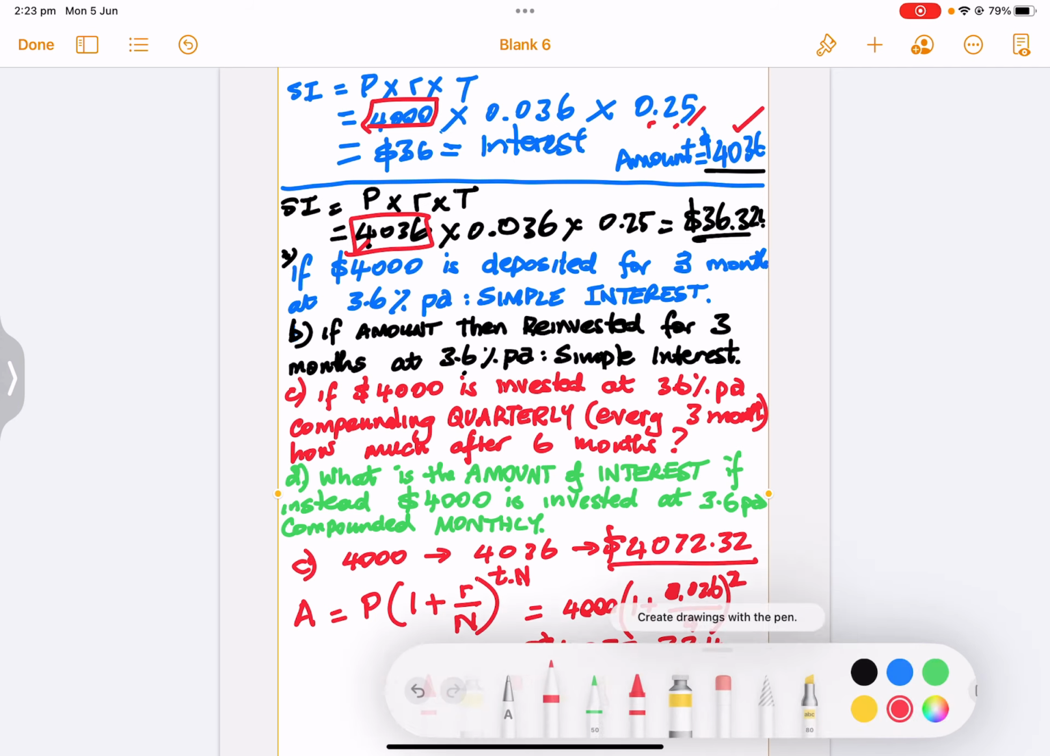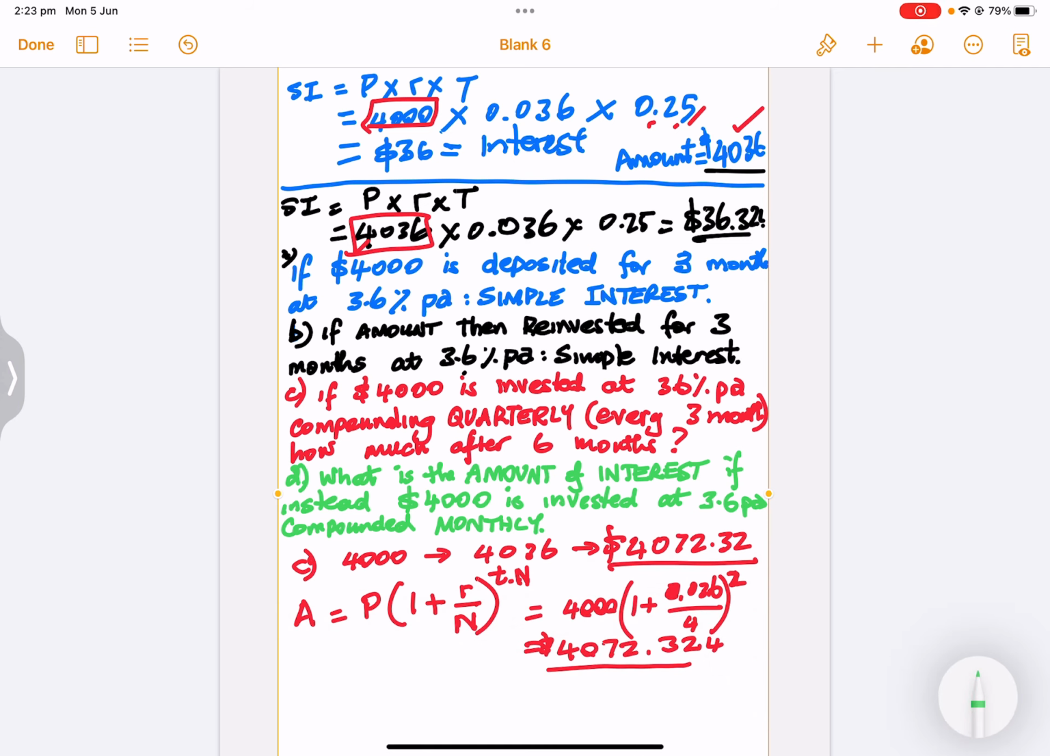Part D, which is green. What is the amount of interest? Be careful here. They want the amount of interest, not the amount at the end. Careful. What's the amount of interest? Always watch what they ask for. That could catch you out.